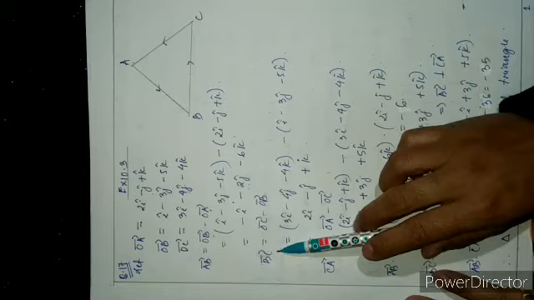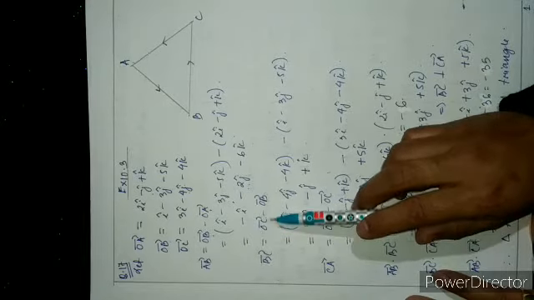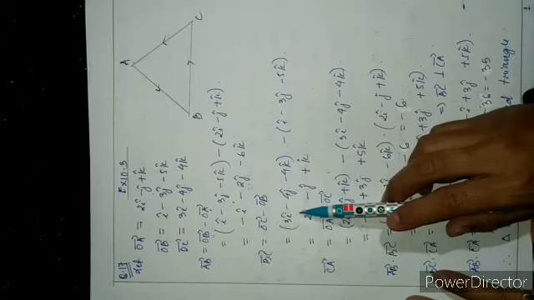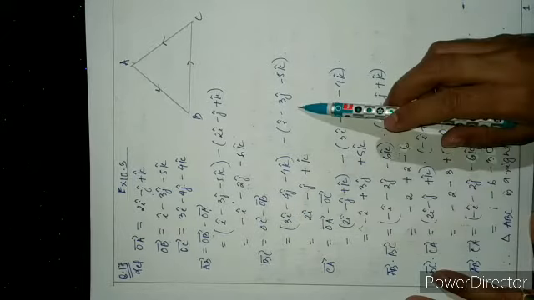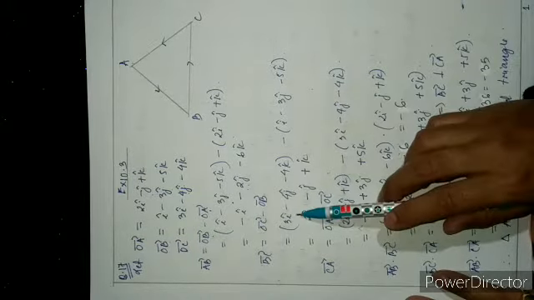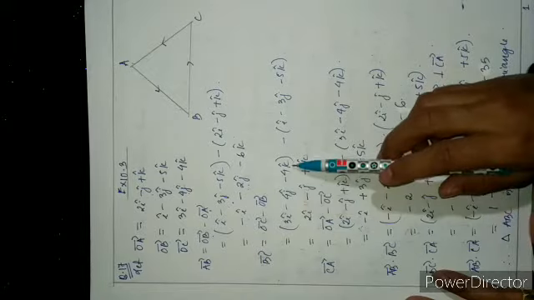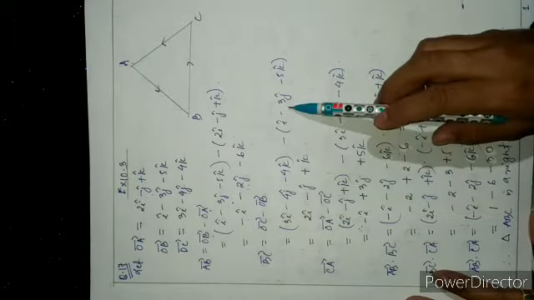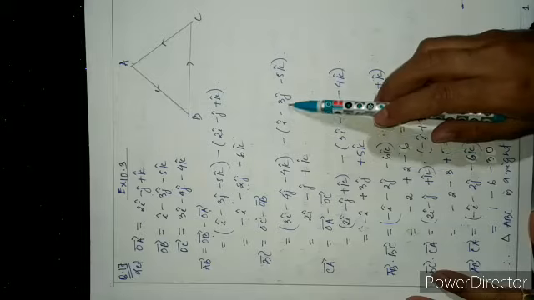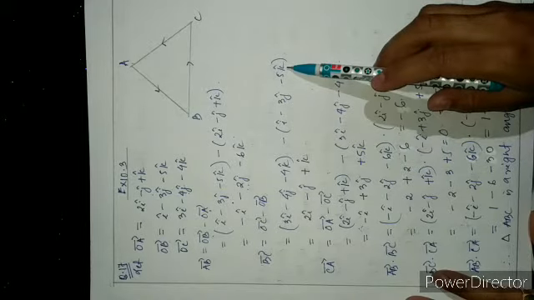Then find BC vector, which is given by OC vector minus OB vector. Write the components of OC vector and components of OB vector. Here OC vector is 3i cap minus 4j cap minus 4k cap, and components of OB vector are i cap minus 3j cap and minus 5k cap.